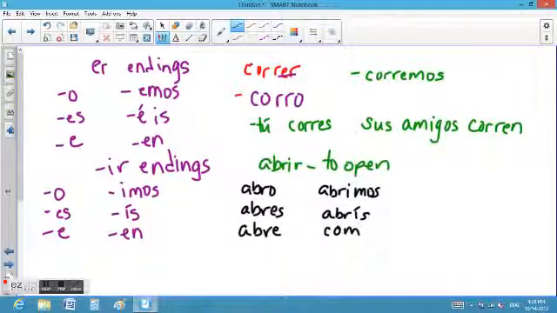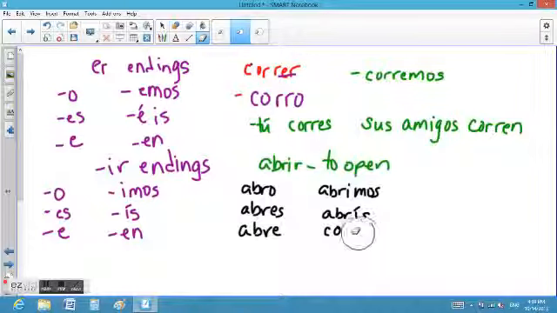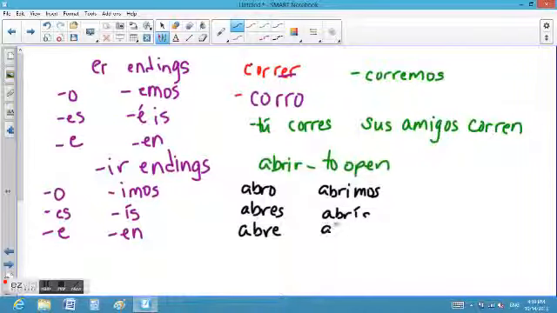A different verb here is abrir. So this is pretty much what you do in order to conjugate verbs in the present tense.